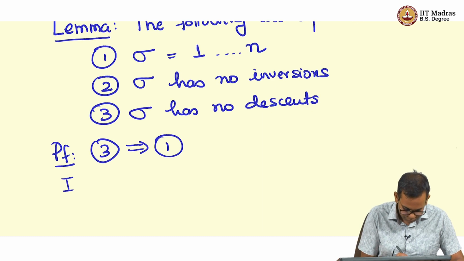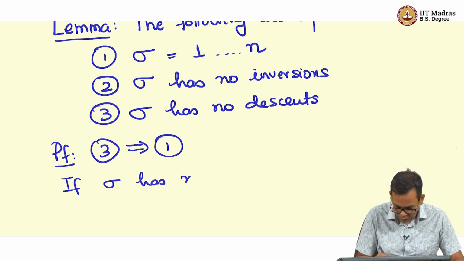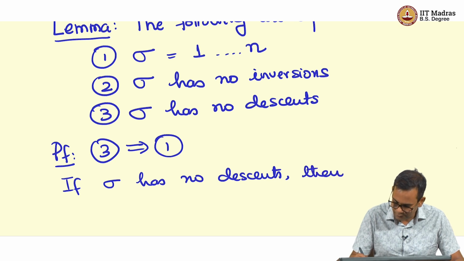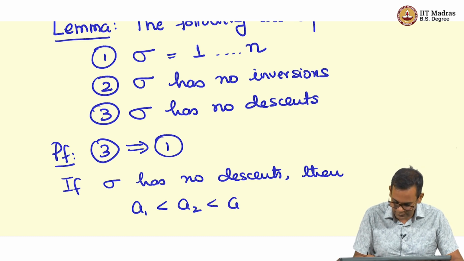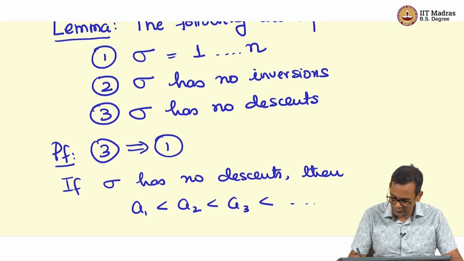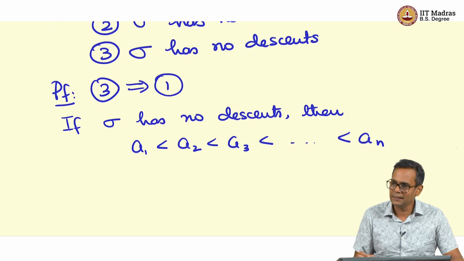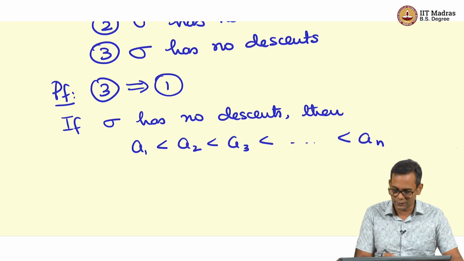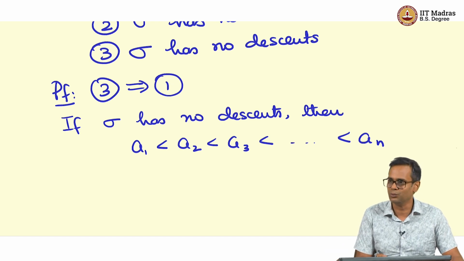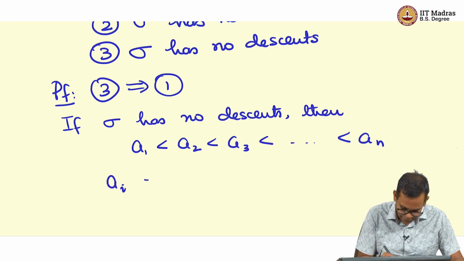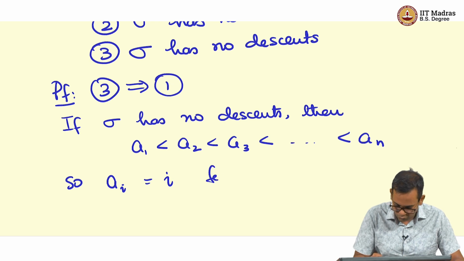So, if sigma has no descents, then what does that mean? Well, that means that A1 is less than A2 because there is no descent at 1, A2 is less than A3 because there is no descent at 2, and so on. And so, they are really in increasing order. A1 has to be 1 because it is the least of all the numbers, A2 has to be 2 because it is the least of all the numbers after removing 1, and so on. And so, what we get is Ai is equal to i for each i, and so sigma is the identity.